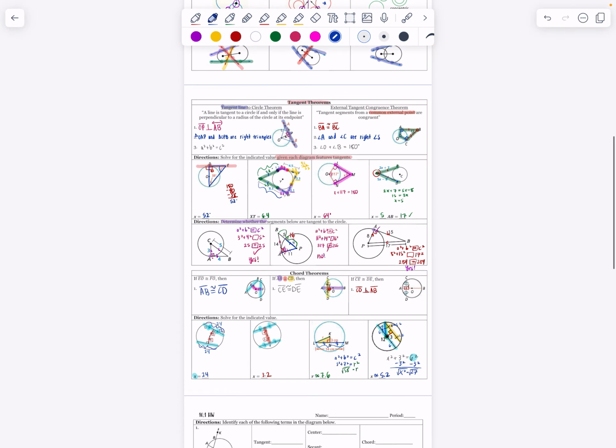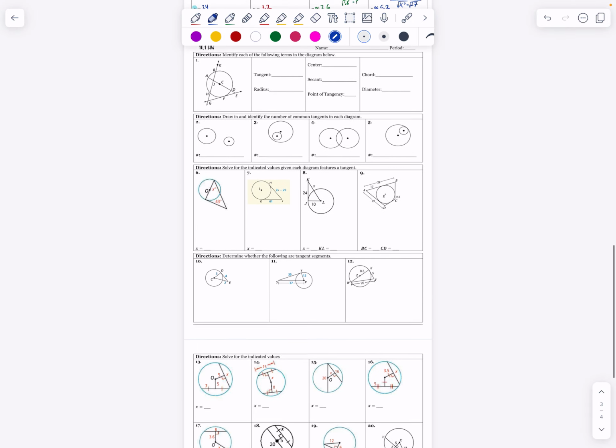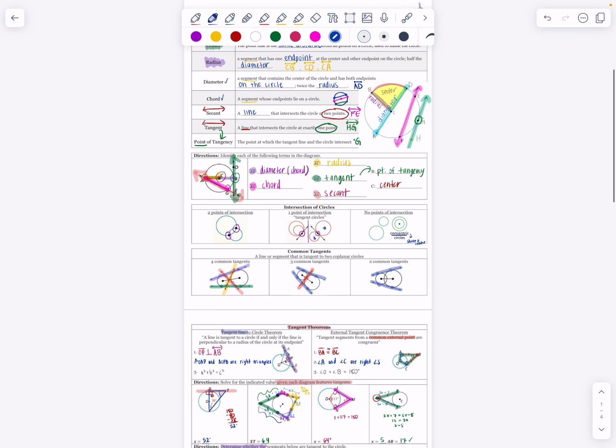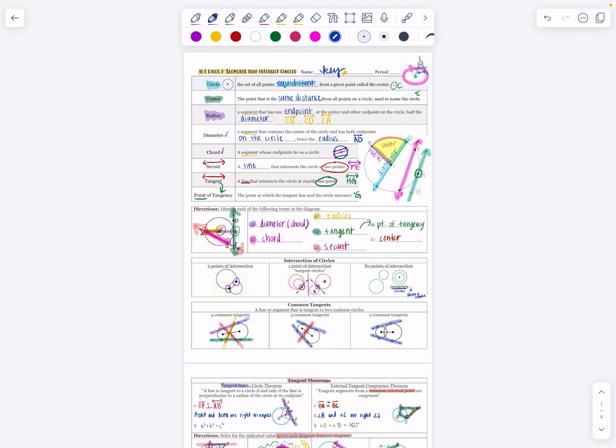So that is a lot of theorems, a lot of information. So we are actually going to be practicing that tomorrow for our 10.1 homework. We're just getting the vocabulary and the theorems down today.